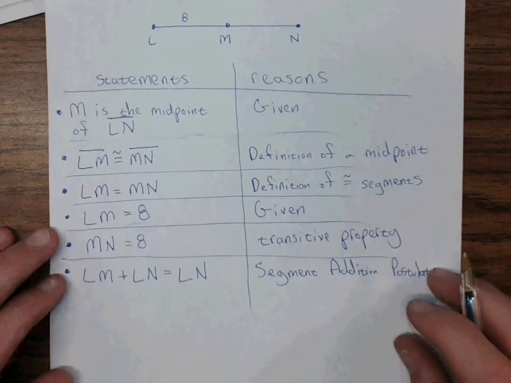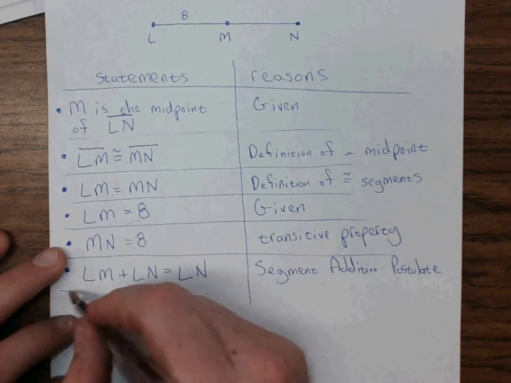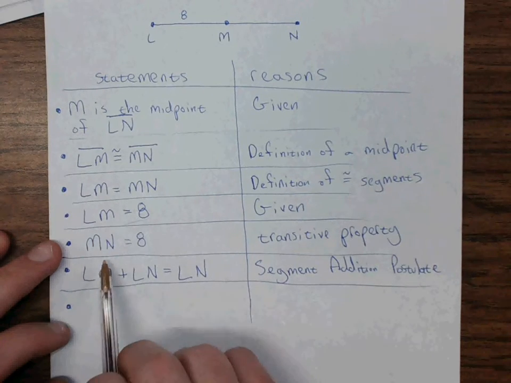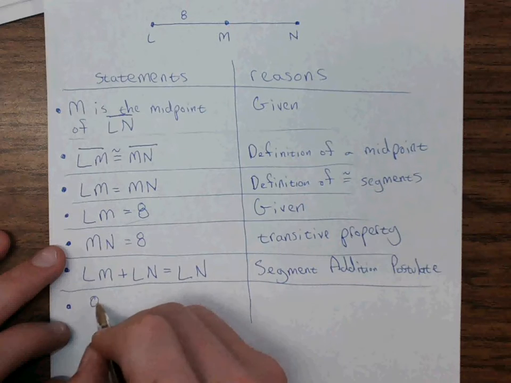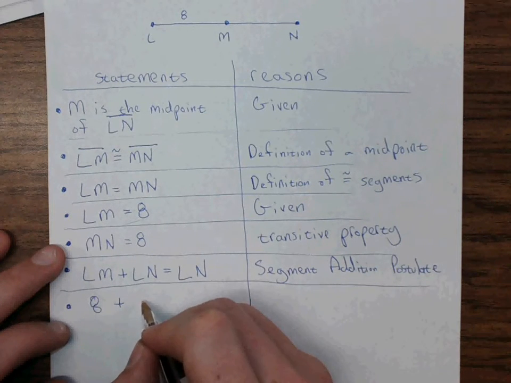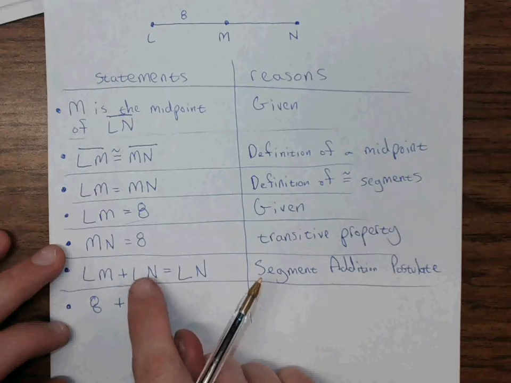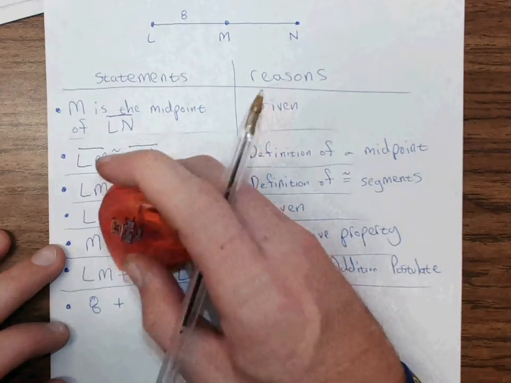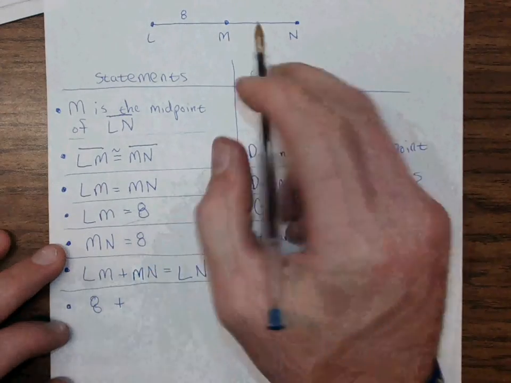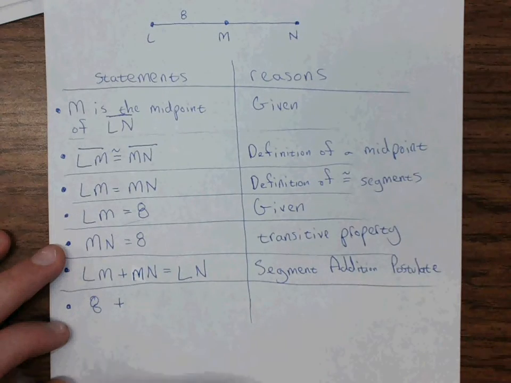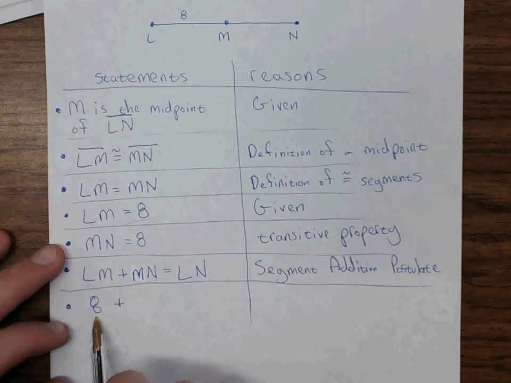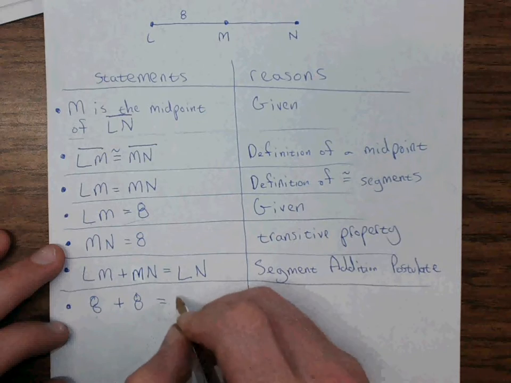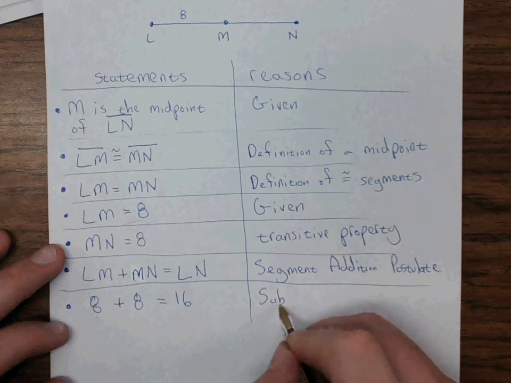And now this is what the textbook is calling substitution. We know LM is 8. We know MN is 8. So we can substitute 8. I misnamed, didn't I? This is a misname. This should be MN, because M is the midpoint. Okay, we know LM is 8 and MN is 8, so we can substitute 8 plus 8 equals 16 by substitution.